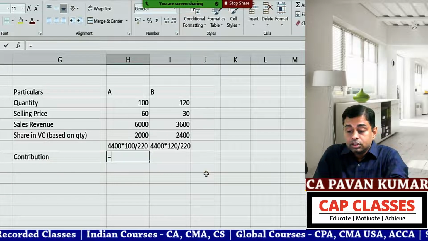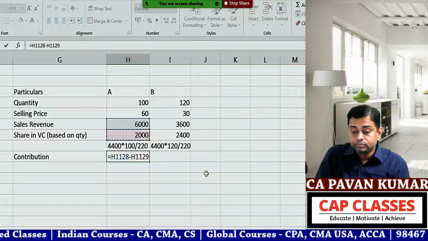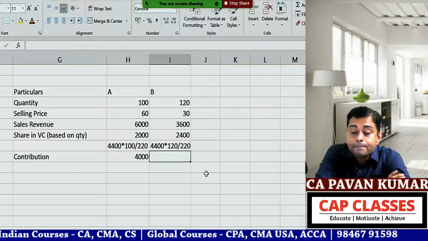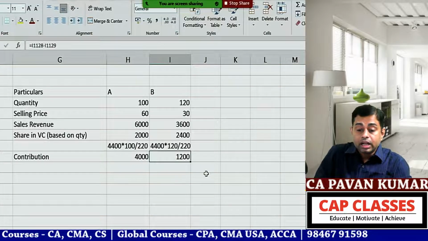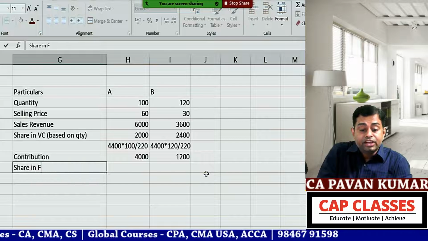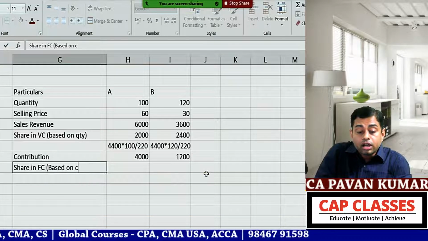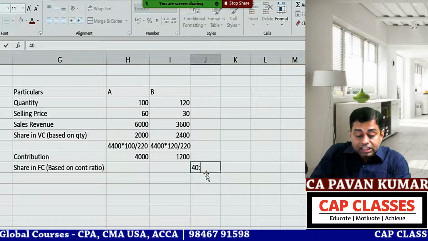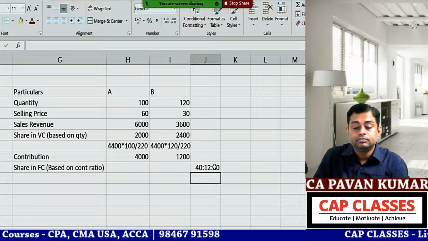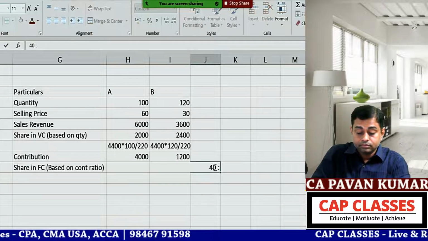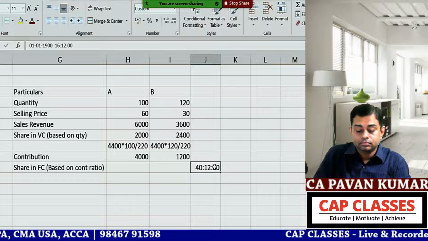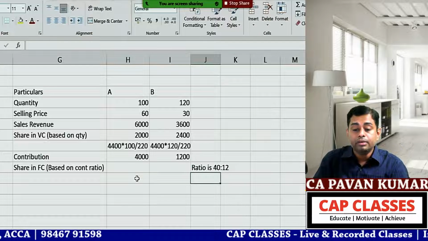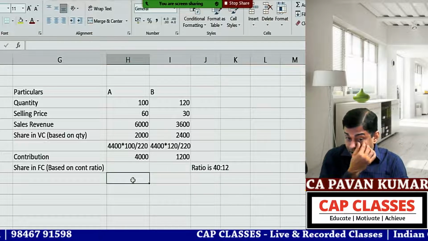So tell me, what is contribution here? Is it 4,000? Tell me contribution for the second one. 1,200, sir. Very good, 1,200. So tell me what share in fixed cost is based on contribution ratio. So can I say this ratio will be 40:12? Yes, sir. Ratio is 40:12.